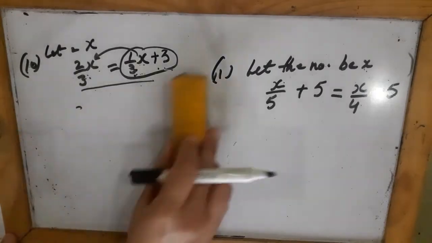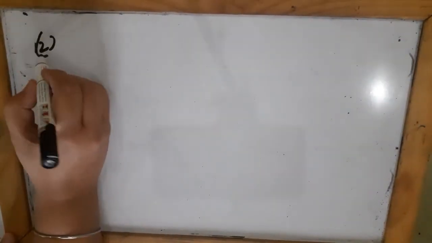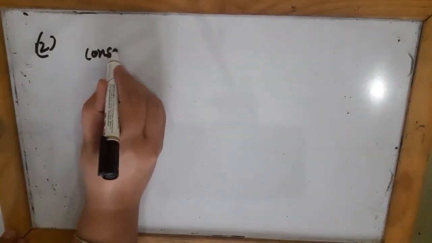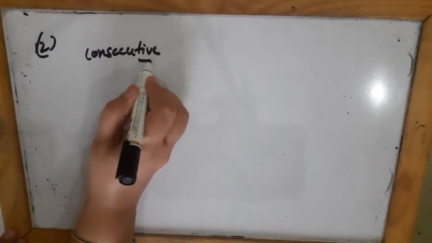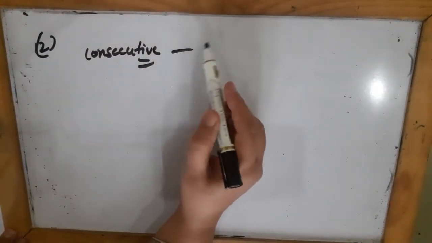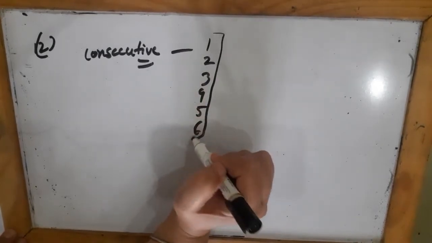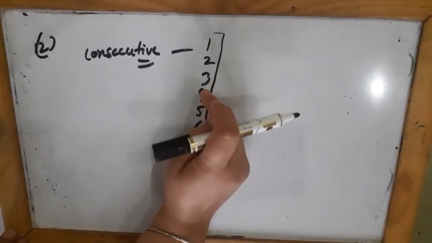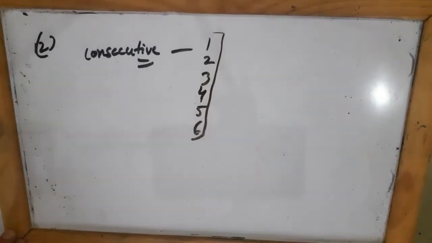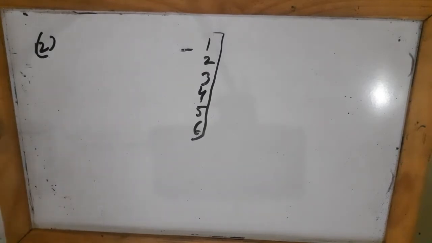Now come to the 12th part. They are saying find two consecutive natural numbers whose sum is 63. First of all, what do you mean by the word consecutive? It means lagatar, without any gap. If I say 1 2 3 4 5 6, these are consecutive numbers. There is no gap in between the numbers. So they are asking you to find two consecutive numbers whose sum is 63.